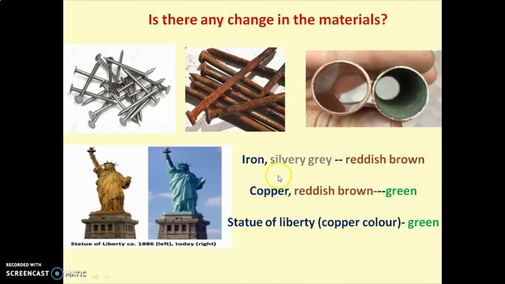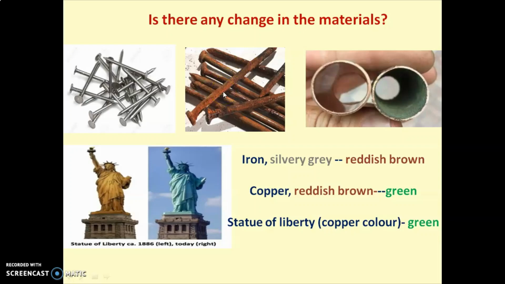So here iron has gone from silver gray to reddish brown, copper from reddish brown to green, and the Statue of Liberty from copper color to green color. Now the question is, why has the color changed in each case? What is the reason for the color change? The reason is the metal reacts with its atmosphere, called the corrosion medium, and forms a compound over its surface called a corrosion product. So this surface compound is the corrosion product and it looks colored.